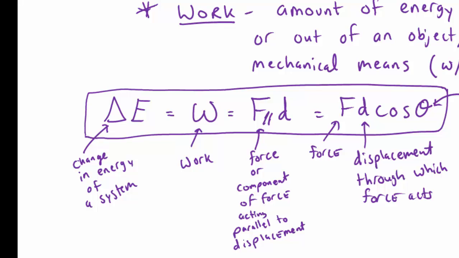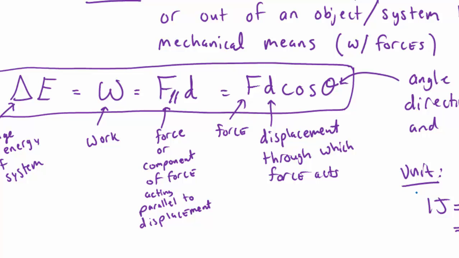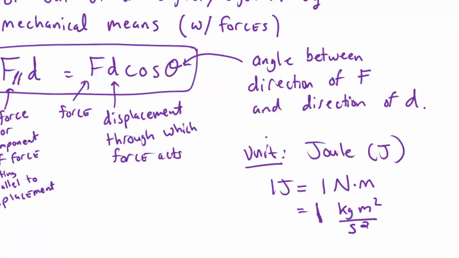The two forms of the equation that you'll find on your sheet are F parallel d and then F d cosine theta. Looking at this, F parallel is just the force or component of force that's acting parallel, or in the direction, of the displacement. F is the force acting, d is the displacement through which that force acts, and then cosine of theta. Theta has a very special meaning. It's actually the angle between the direction of the force and the direction of the displacement.